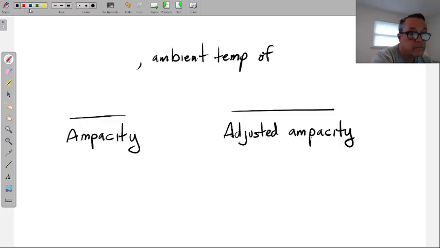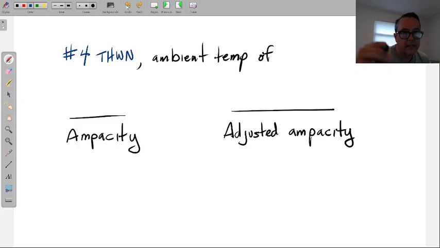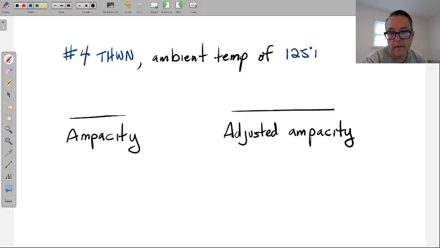All right, so let's put another conductor here. Let's go with a number 4, THWN. We'll leave it there. Let's go over to 125 degrees Fahrenheit.